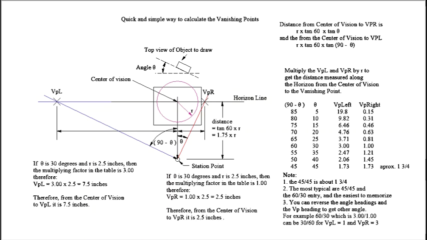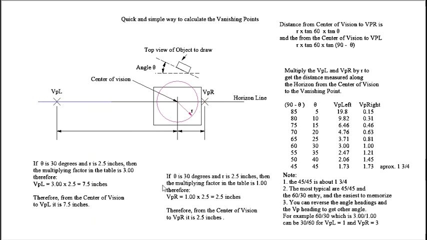So let's take a look at an example. And what we find out is we really don't need this station point anymore because we're just finding these distances. So let's get rid of that. So let's say we have this building tilted to us at about 30 degrees.